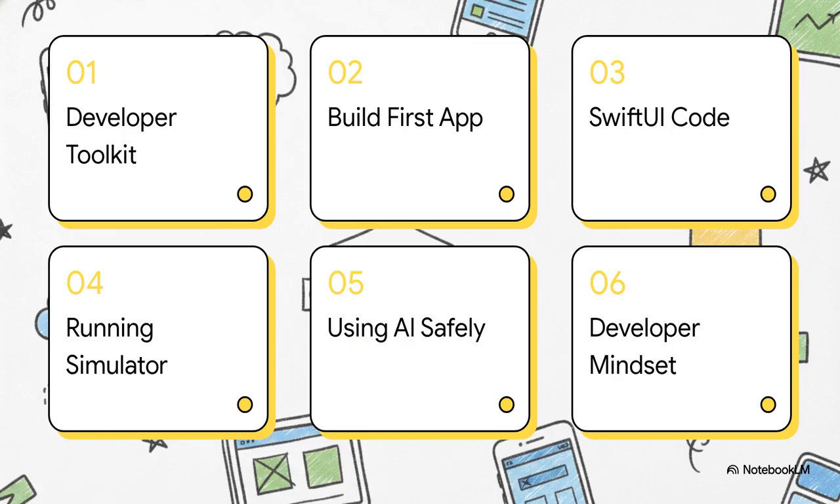Here's our roadmap for today. We'll quickly cover the iOS Developer Toolkit, building your first app, understanding SwiftUI code, running the simulator, using AI safely, and finally, the developer mindset.